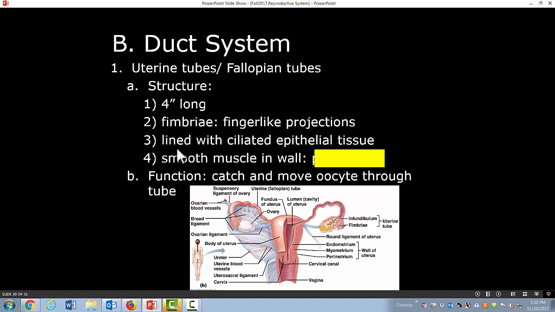Anytime we've got smooth muscle in the wall of a fallopian tube, it only does one thing. And what is that? Perfect, peristalsis. So the whole function of the uterine tubes, or the fallopian tubes, is to catch and move that oocyte through the tube.